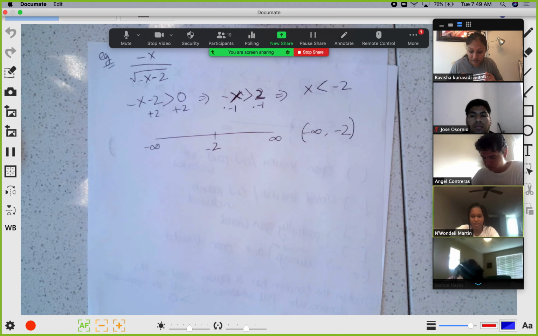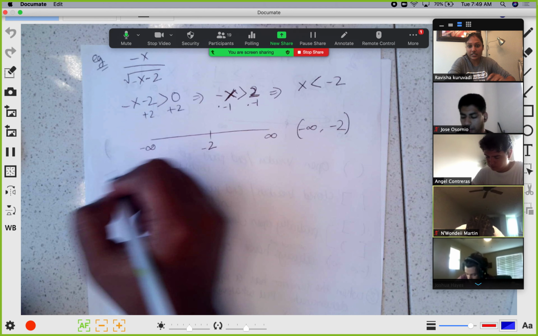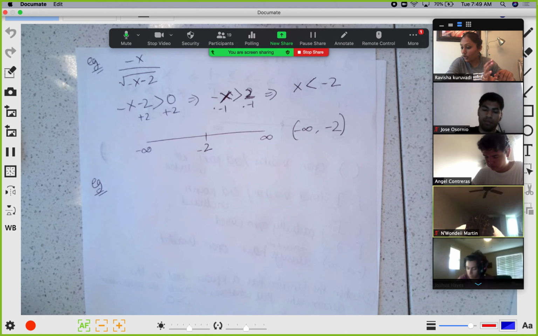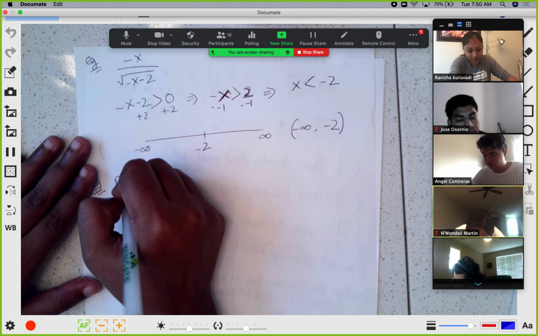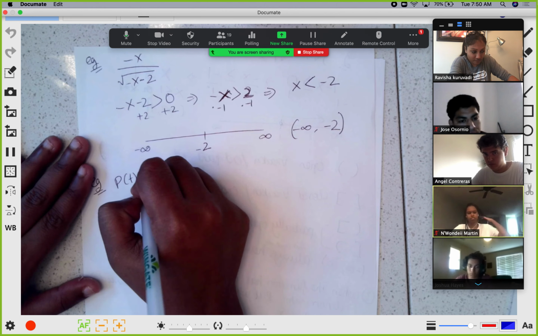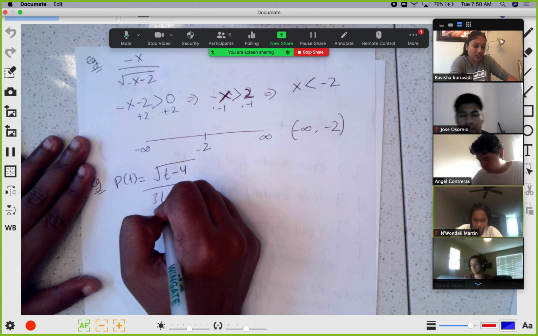Just to clarify, square root in the denominator is always open and square root in the numerator is always closed? Yes. Okay, thank you. And you can have combinations. Let's do one more example where there is a combination. I'm going to do one example and then you're going to do it. Suppose you're given p of t is equal to square root of this thing over 3t minus 21.